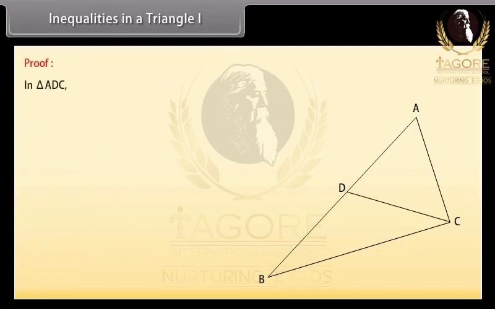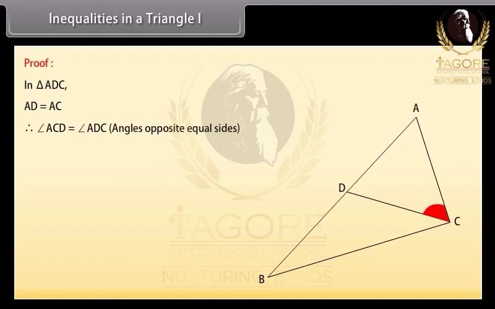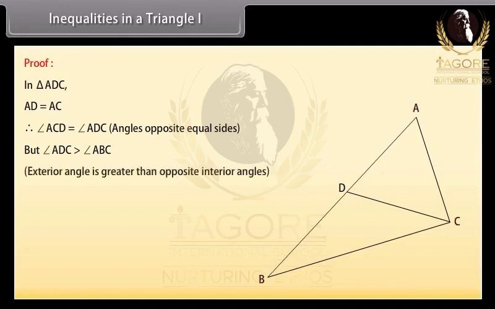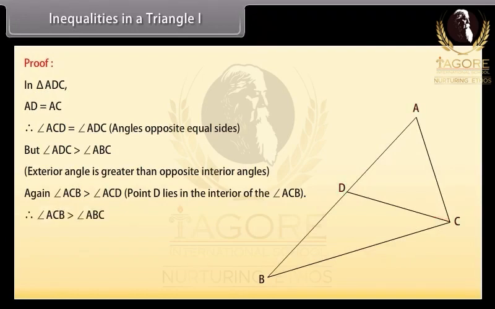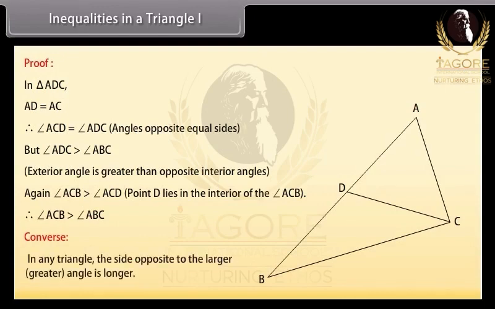Proof: in triangle ADC, AD is equal to AC. Therefore, angle ACD is equal to angle ADC because angles opposite equal sides of a triangle are equal. But angle ADC is greater than angle ABC because the exterior angle is greater than the opposite interior angle. Again, angle ACB is greater than angle ACD because point D lies in the interior of angle ACB. Therefore, angle ACB is greater than angle ABC. The converse of this theorem is also true, which states that in any triangle, the side opposite to the greater angle is longer.